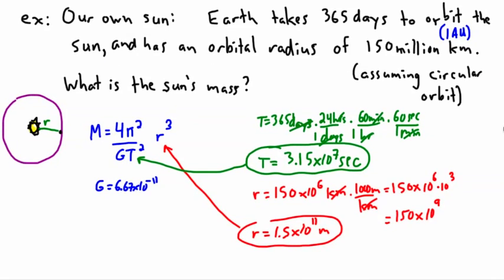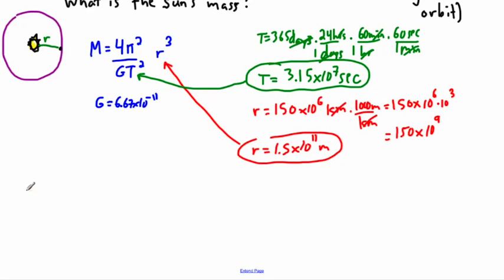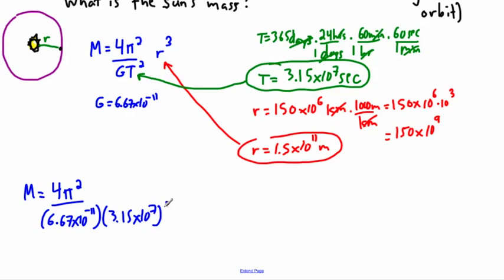Maybe I'll just write it all out to make it really easy to look at so that we don't make any mistakes here. So therefore we have m equals 4 pi squared divided by 6.67 times 10 to the negative 11 times 3.15 times 10 to the 7, all that squared. It's important to not forget to square it. And then on the top we have times 1.5 times 10 to the 11, and all that is cubed. That's going to give me my mass in kilograms.